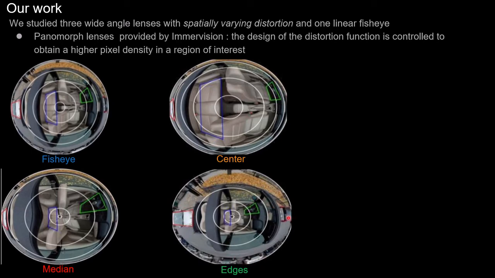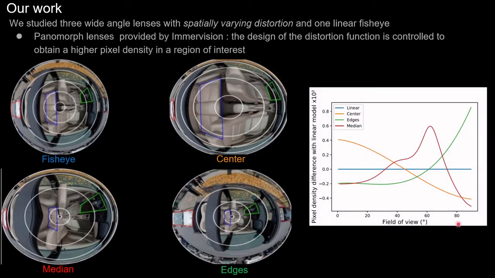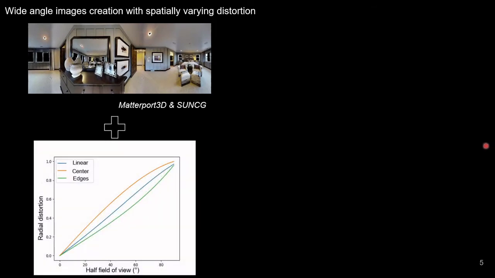We can observe here the different rendering that can be explained with the curve on the right showing the relative pixel density across the field of view compared to the linear fisheye represented with the blue line. We used 1 linear fisheye and 2 panomorph lenses for the first experiments. We created a dataset of images for each system by wrapping multiple 3D panoramic images using this distortion function.